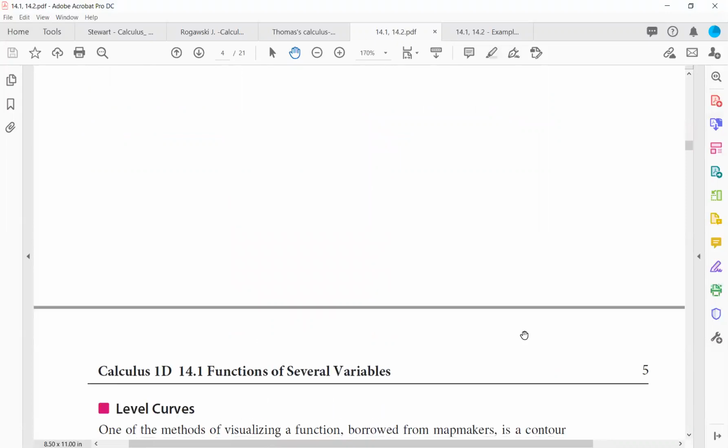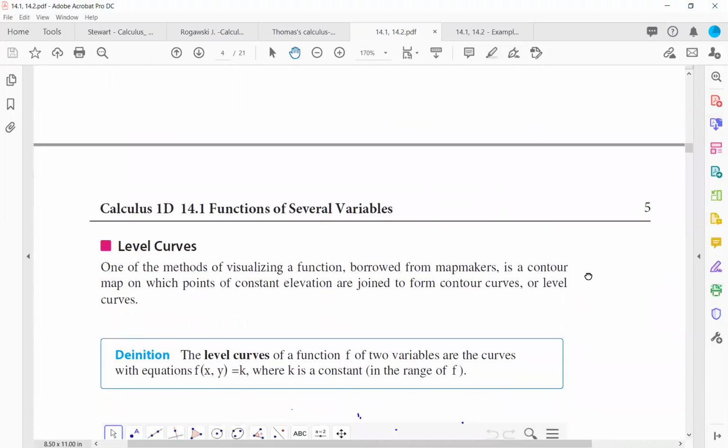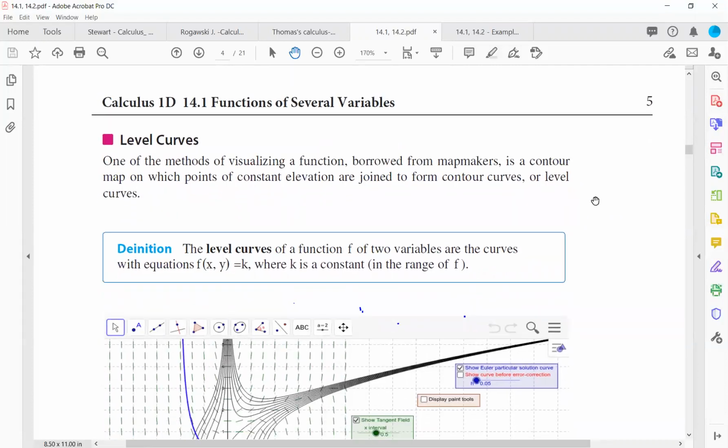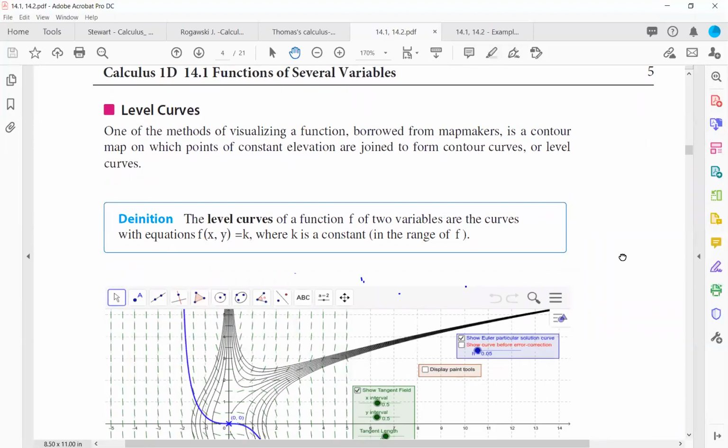One method is using level curves. When you have a function in two independent variables like x and y, it's easier to visualize the graph of the function in the xy plane. What are we going to do? We're going to take the function and set it equal to a constant like k, and we call these level curves of the function.